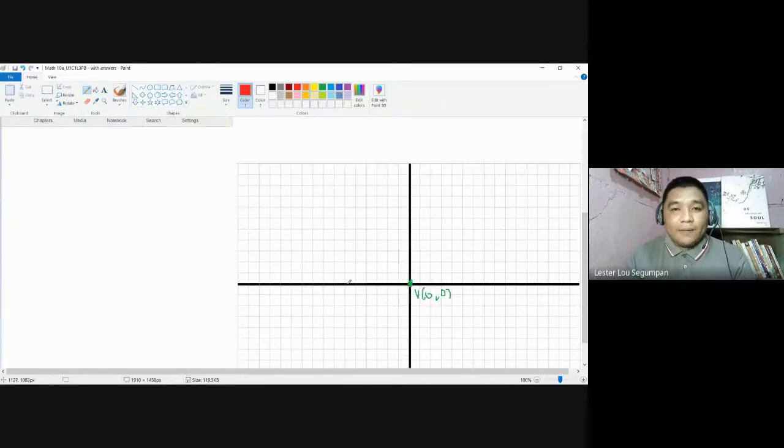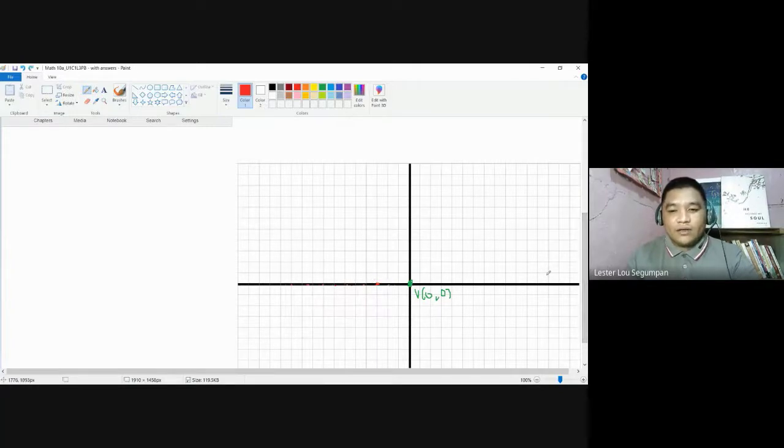Take note that collinear po yung focus natin at yung vertex. Collinear, they lie on the same line. So they must lie here on this line here, and the focus should be somewhere here. And if you pick any of these points that I have placed here, you might notice that this is where the x-coordinate changes its value, but the y-coordinate did not because it's still 0.